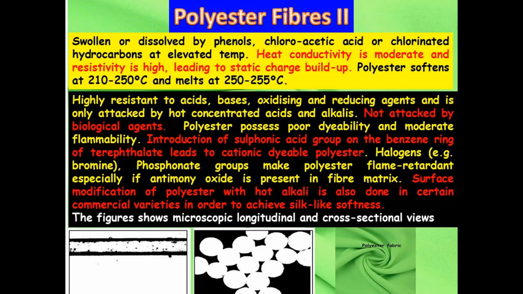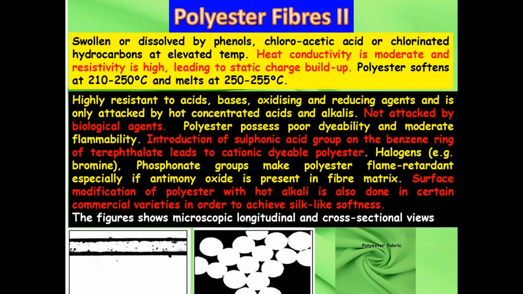Highly resistant to acid, base, oxidizing agent and reducing agent, and is attacked by hot concentrated acid and alkalis. Not affected by biological agent, polyester possesses poor durability and moderate flammability. Introduction of sulfonic acid group on the benzene ring of terephthalate leads to cationic dyeable polyester. Halogen, for example bromine, and phosphonate groups make polyester flame resistant, especially if antimony oxide is present in the fiber matrix. Surface modification of polyester with hot alkali is also done in certain commercial varieties in order to achieve silk-like softness.